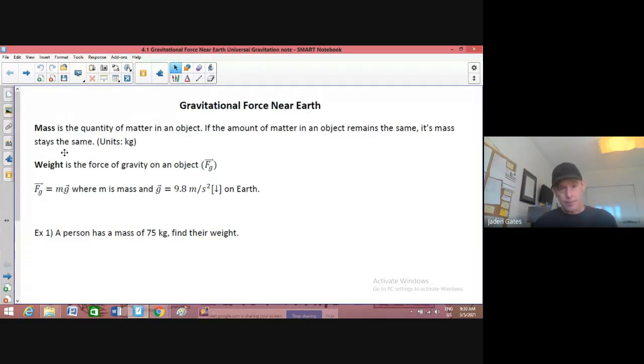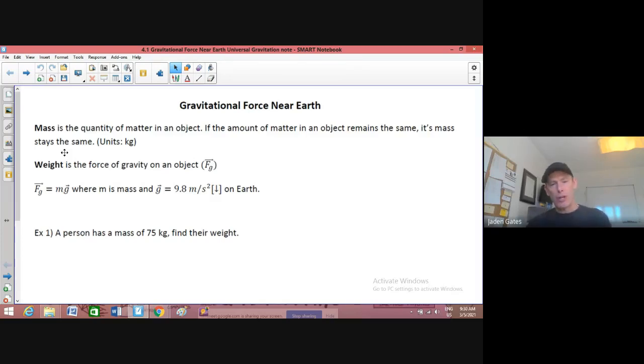Now, mass is the quantity of matter in an object. So we all have mass. If the amount of matter in an object remains the same, its mass stays the same. Okay, so that doesn't mean a whole lot right now.